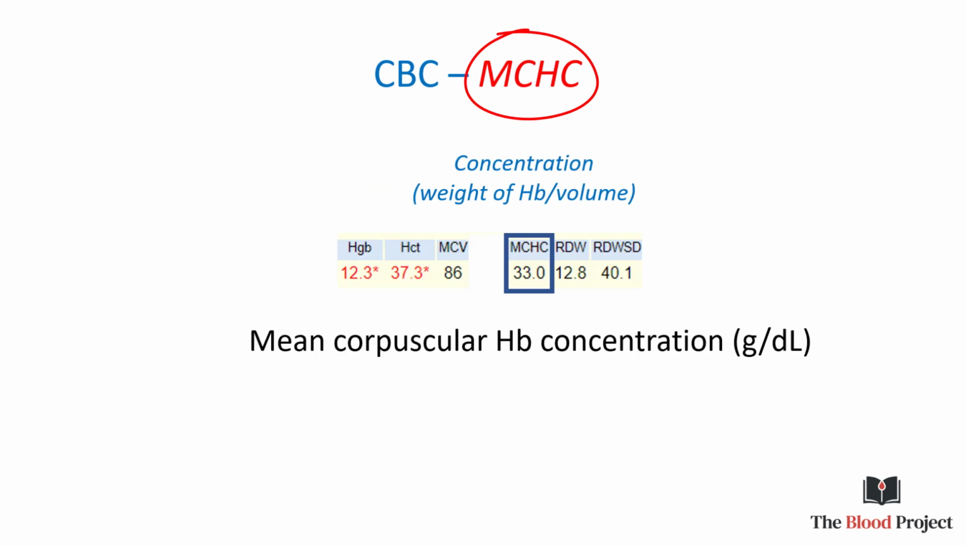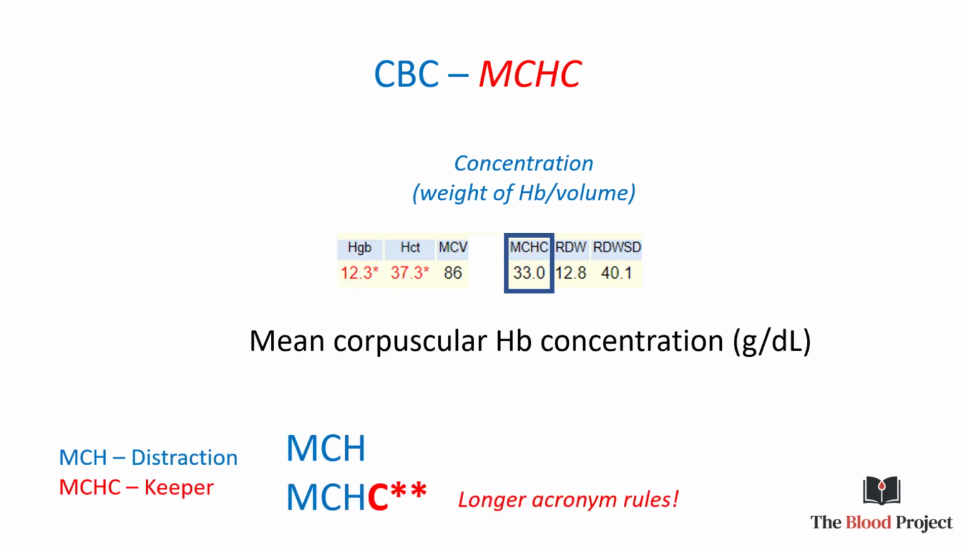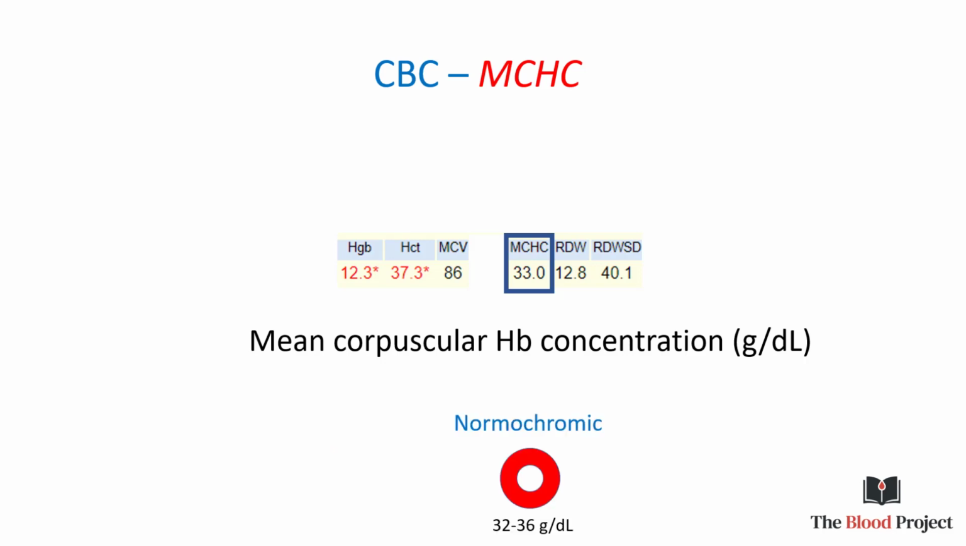As we've already alluded to, the MCHC is a measure of the weight of hemoglobin per volume of red cells, and is reported in grams per deciliter. You will note that the MCHC and hemoglobin concentration are both expressed as grams of hemoglobin per deciliter. So what's the difference? Well, hemoglobin is expressed as grams per deciliter of whole blood, while the MCHC is expressed as grams per deciliter of red blood cells. To reiterate then, the MCH is expendable, while the MCHC is, well, it's a keeper. How can you remember this? Think of the acronym with the extra letter as being the important one.